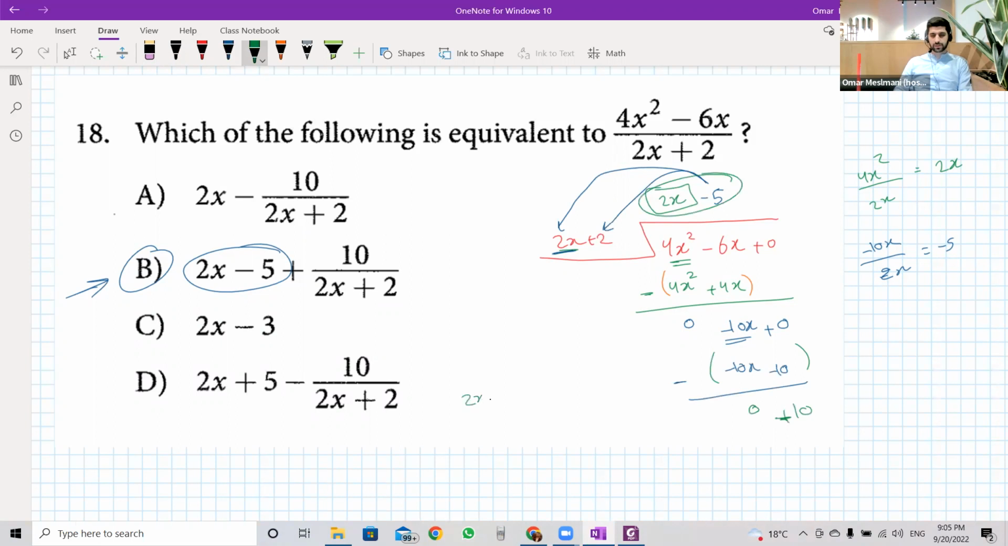I told you this is your answer, and 10 over the same fraction, 2x plus 2.